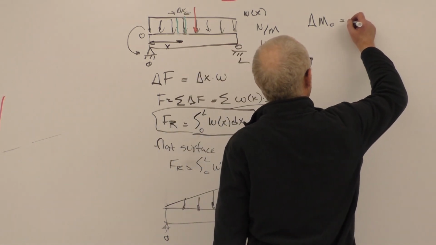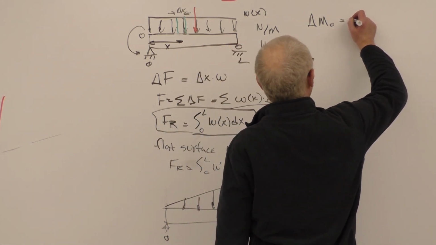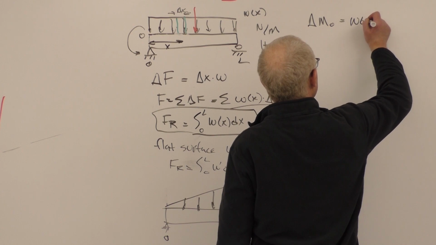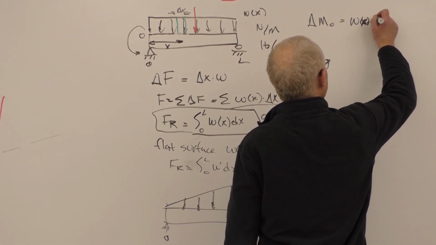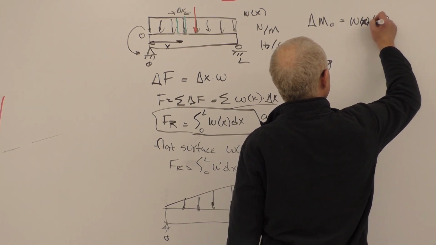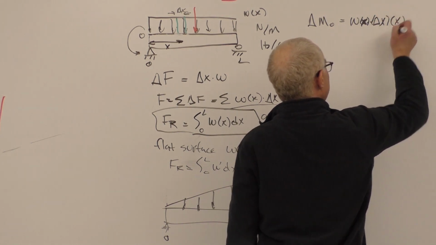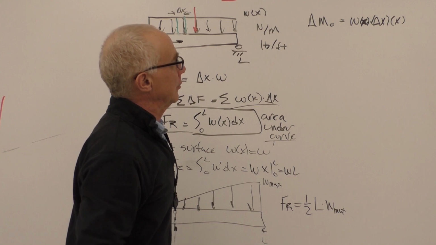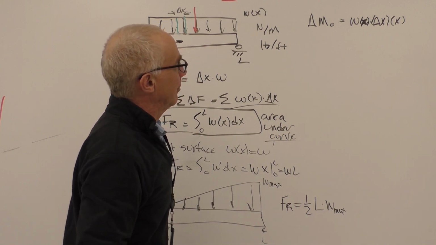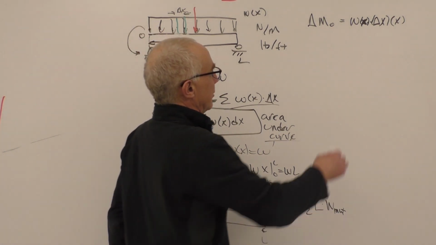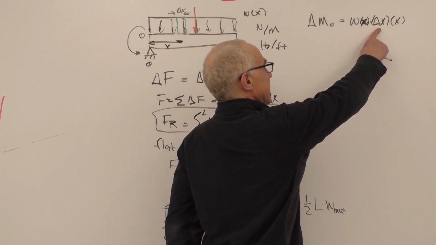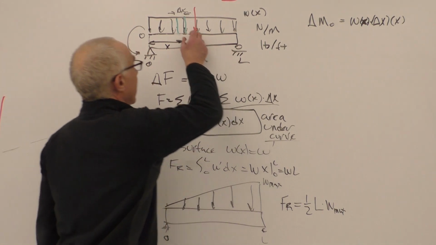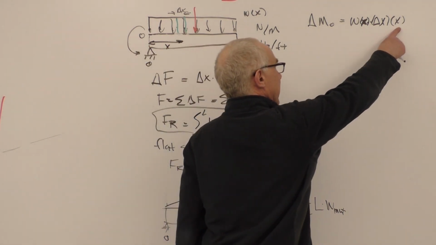So we're going to end up with w, again, of x, times delta x, times our moment arm x. And I put it in parentheses so that it will be separate from our delta x. So again, w is the downward force per length. Delta x is the width of our little wedge, and x is the length of our moment arm.